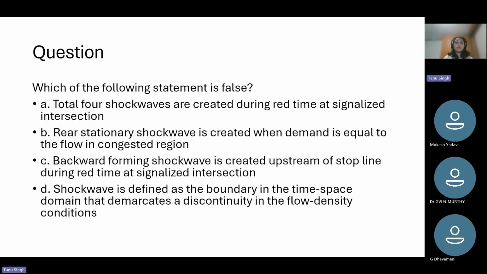So this is the first question. The question is to find the statement which is false. First, total 4 shock waves are created during red time at a signalized intersection. Then, rear stationary shock wave is created when demand is equal to the flow in the congested region. Then, the backward forming shock wave is created upstream of the stop line during red time at a signalized intersection. And shock wave is defined as the boundary in the time-space domain that demarcates a discontinuity in the flow-density condition.